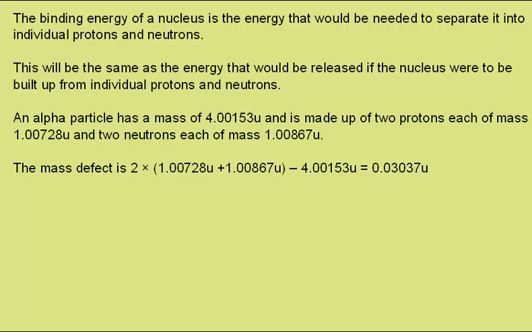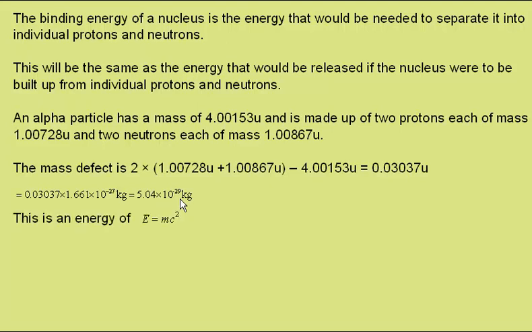It's as if we've built a wall out of 50 1-kilogram bricks and found the mass of the wall to be less than 50 kilograms. To convert this mass into kilograms, we need to multiply by the mass of the atomic mass unit, 1.661 times 10 to the minus 27 kilograms, giving a mass defect of 5.04 times 10 to the minus 29 kilograms.